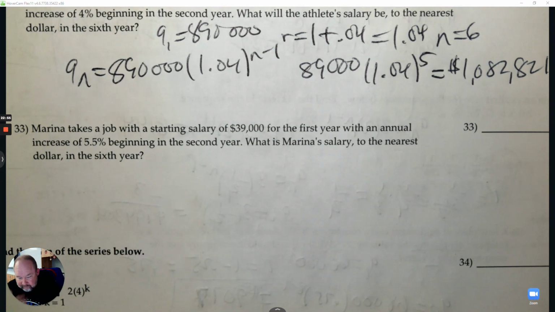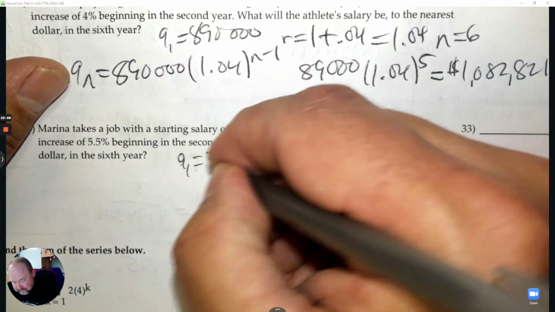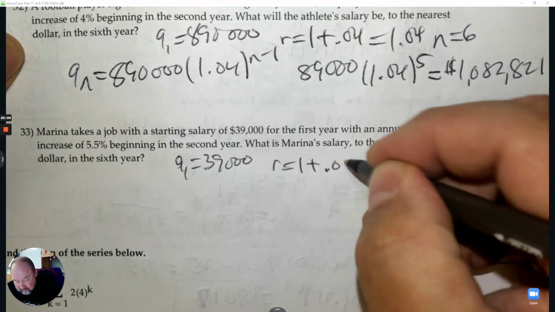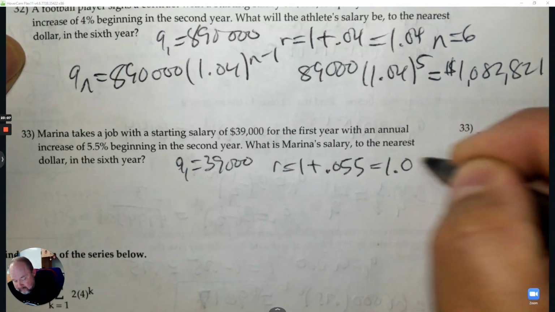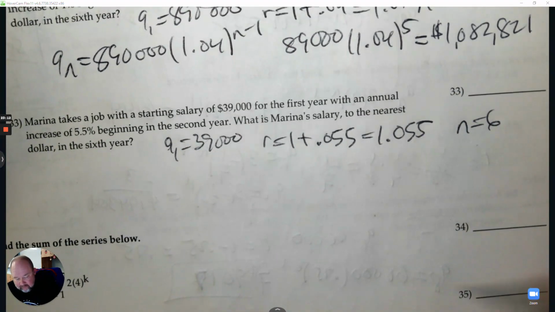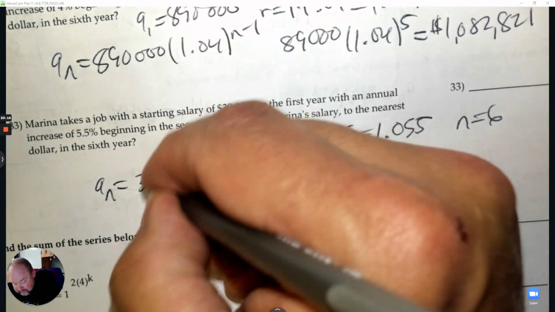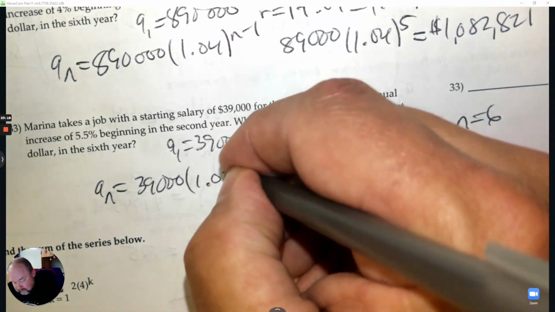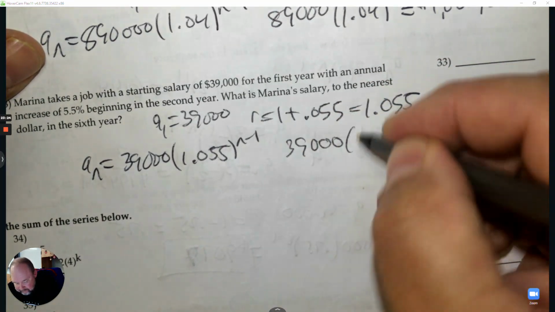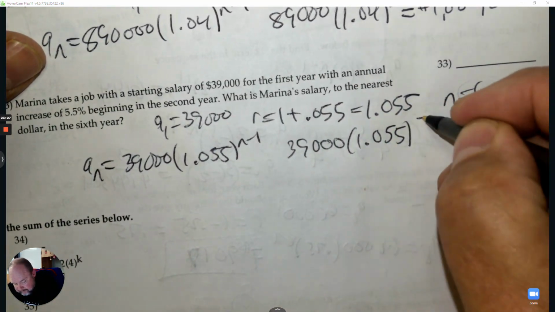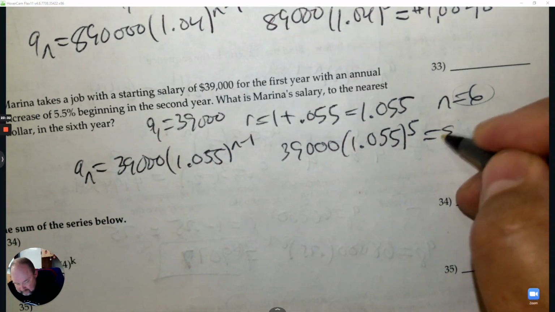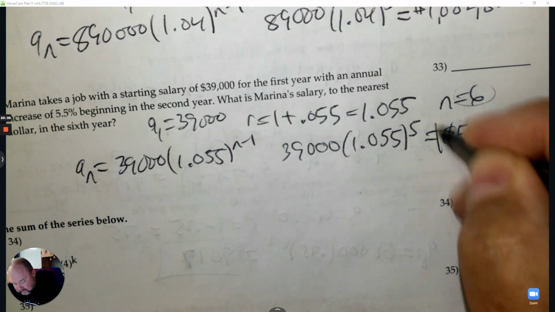Marina takes a job with a starting salary of $39,000. That's A1. And an annual increase. So that increase, we're going to go 1 plus 0.055. So that's 1.055. And what is Marina's salary in the 6th year? So that's n is equal to 6. We're going to model it. So A1 R, which is 1.055 to the exponent n minus 1, and then plug in 6 and get our answer. Use your calculator. Press pause, see if you can try it. I know that 6 take away 1 is 5, so it's easier just to type that in. And it's $50,971.